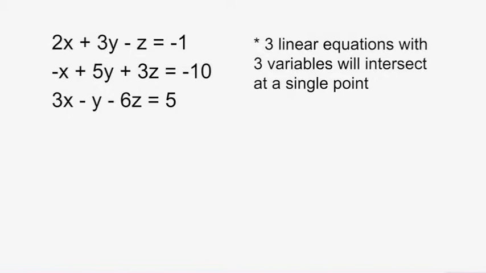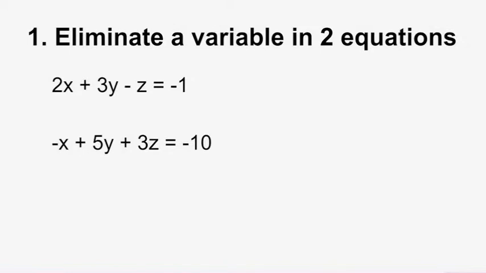They're three linear equations that have three different variables, and so they intersect in a single point with one ordered triple, x, y, and z, that will satisfy all of these equations. And so we are going to solve this very similar to how we would solve a linear system with two equations and two variables. But in order to do that, first we have to get it into a form similar to that. So the first step is to eliminate a variable in two of the equations.